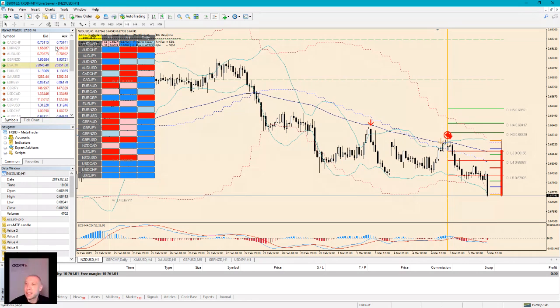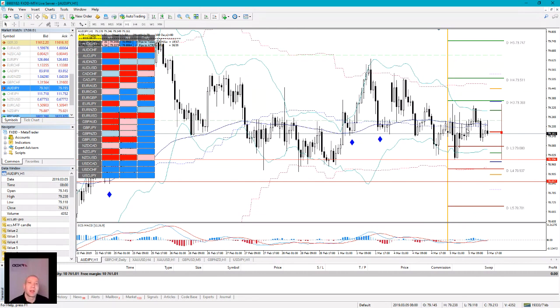Okay, let's scan CAD Swissy, Australian dollar yen. The Australian dollar yen might also be interesting for us. Let's see what it says. Ranging mode on Australian dollar yen. Again, nothing special to be traded here.